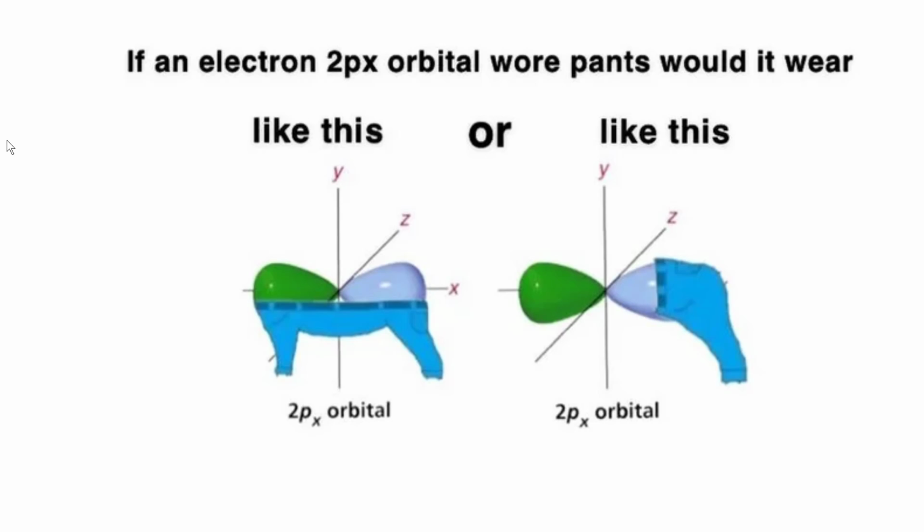And last meme for the video, for electron. If an electron in the p orbital wore pants, would it wear that like this or this? I'm gonna go with this one. These pants seem to not fit very well.